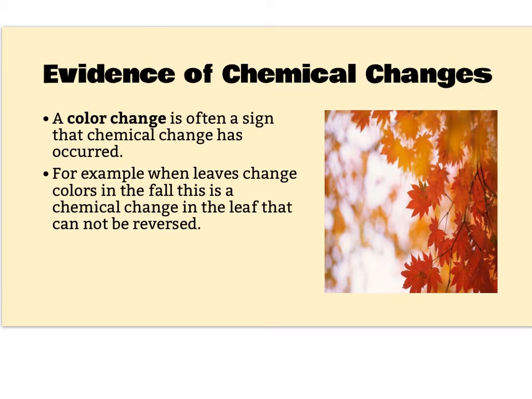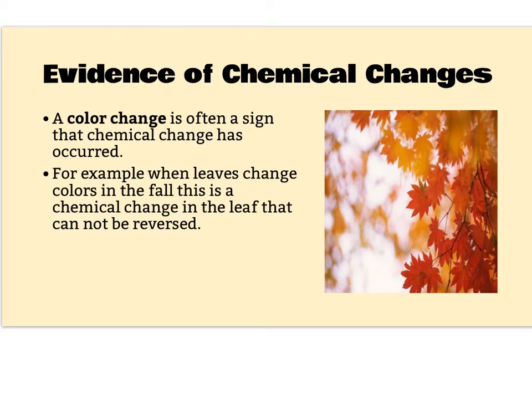So now we're going to look at a bunch of evidences of chemical changes. If we can observe these evidences when different substances are reacting and mixing together, then we know that a chemical change or a chemical reaction has occurred. Now you'll notice that sometimes I say chemical change, sometimes I say chemical reaction. They're interchangeable. You can use them because they both mean the same thing.